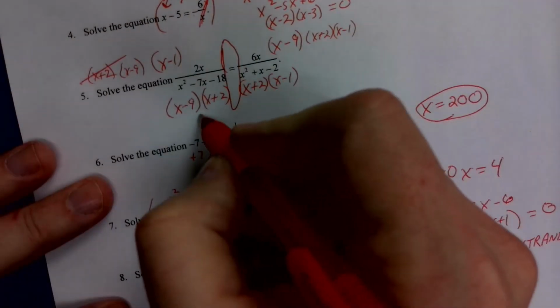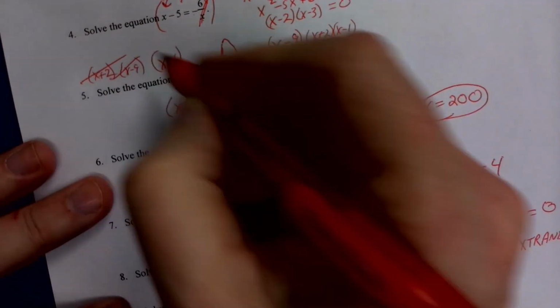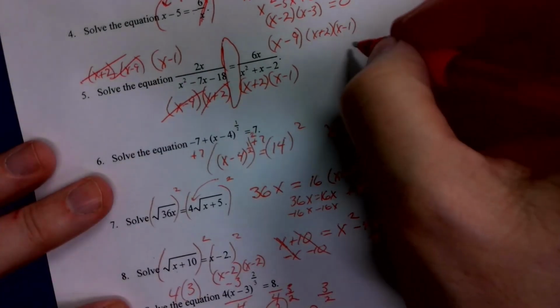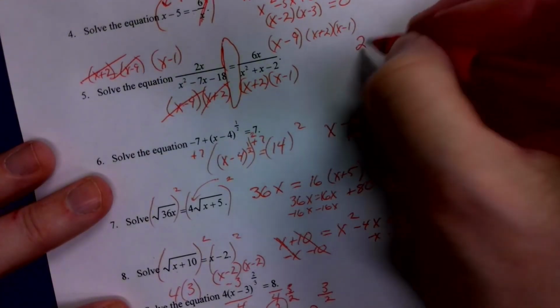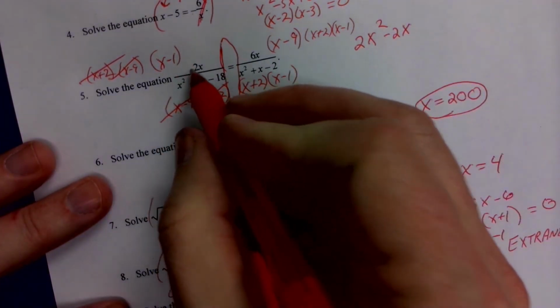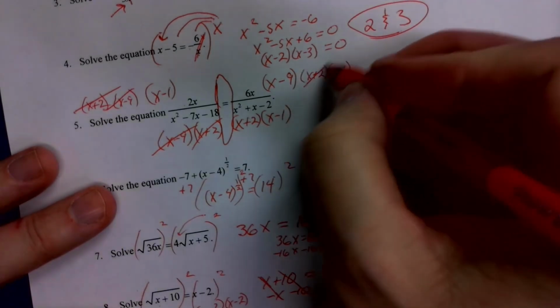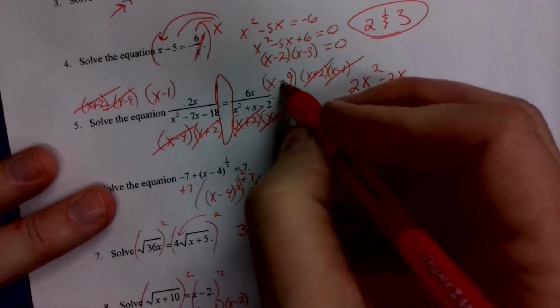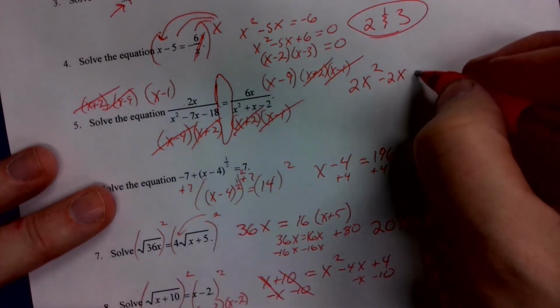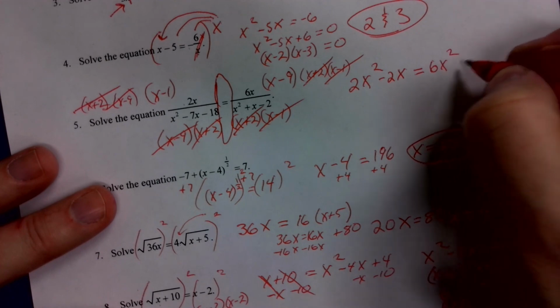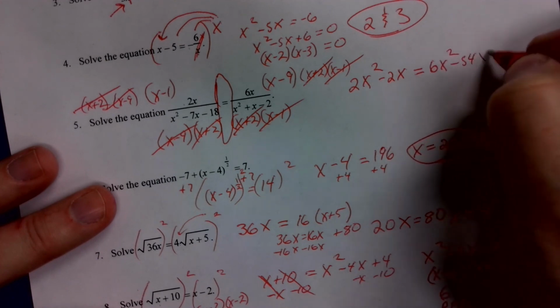So this x plus 2 kills that x plus 2, and that x minus 9 kills that x minus 9, so I'm left with x minus 1 times 2x. So I'm going to go ahead and write that right there. That would be 2x squared minus 2x. Over here, this x plus 2 kills this x plus 2, this x minus 1 kills that x minus 1, so I'm left with x minus 9 times 6x. So that gives me 6x squared minus 54x.